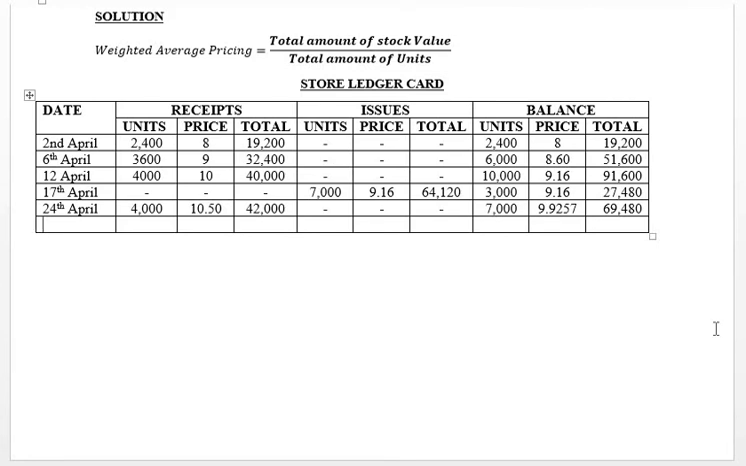Good. On the last day, that is 27th April, we received nothing, and instead we issued 5,000 units. Our last price was 9.9257. That's the price we use to issue. 5,000 times 9.9257 gives 49,630 when you round up.